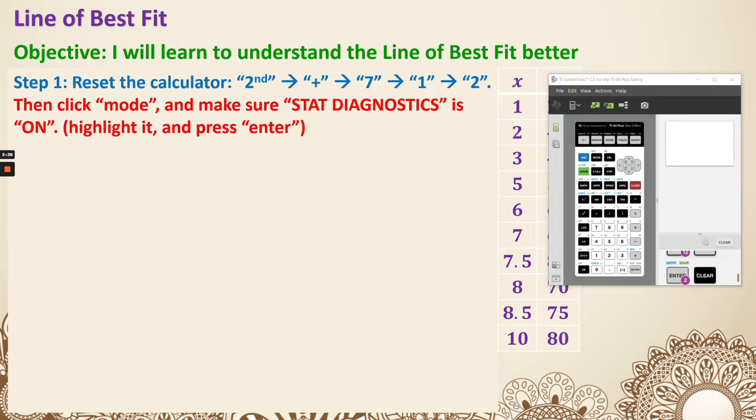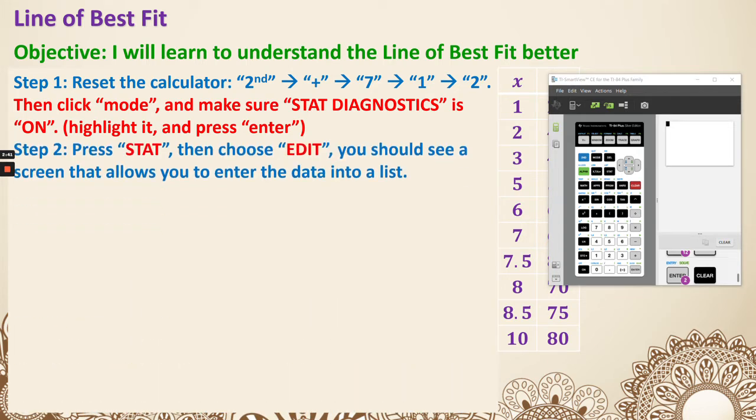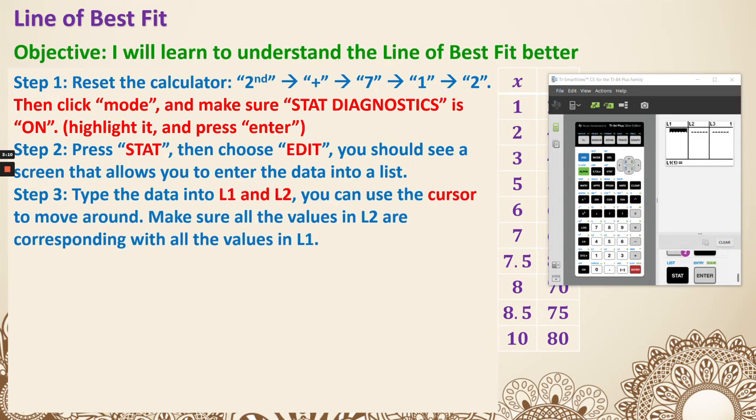Next step, step 2. The first few steps are quite similar to what we learned before about how to find a standard deviation with our calculators. So step 2 is press stat, then choose edit, which is the first one. Now you see L1, L2, L3. That's the screen we have seen before, where you can enter data into a list. But instead of entering just one list of data, this time, step 3, we are going to type the data into L1 and L2. L1 is going to be our X, and L2 is going to be our Y.